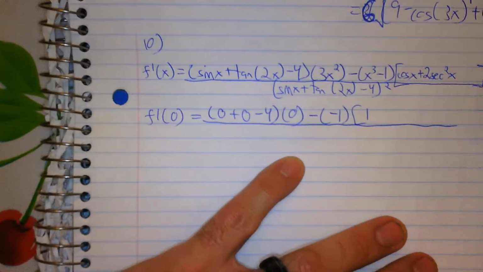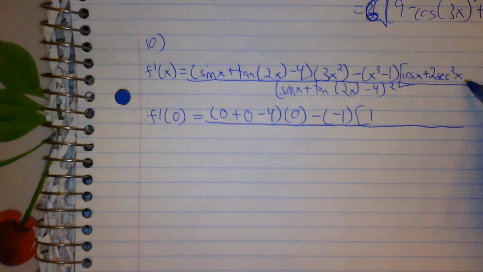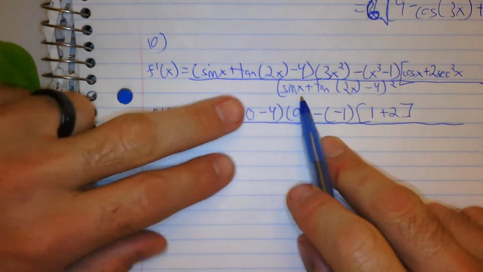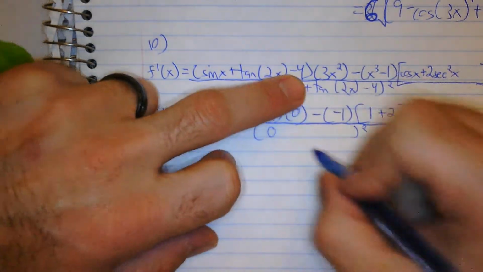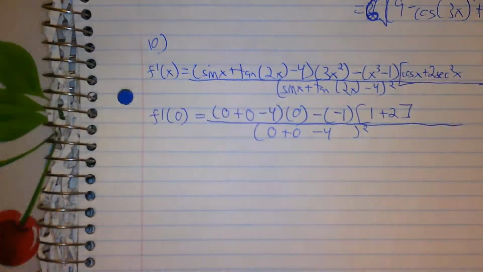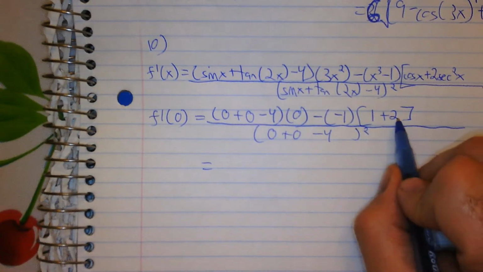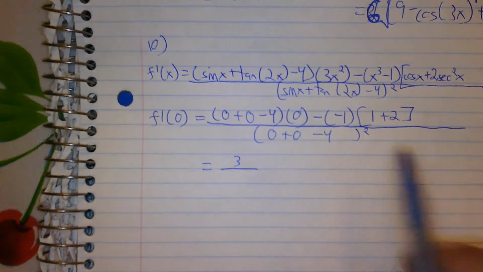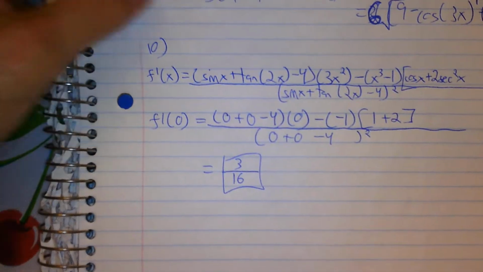Secant is like 1 over cosine. So cosine of 0 is 1. 1 over 1 is 1. So this is just 2. Okay, again, this is all going to be squared, right? Sine of 0 is 0. Tangent of 0 is 0. So you got minus 4. Okay, let's keep going here. This is all 0. This right here is 3 times positive 1. So that's 3. Denominator, you got negative 4 squared, which is 16. So the answer should be 3/16 to this problem.